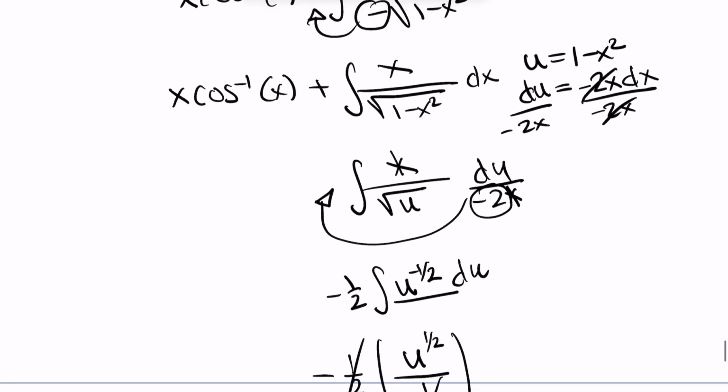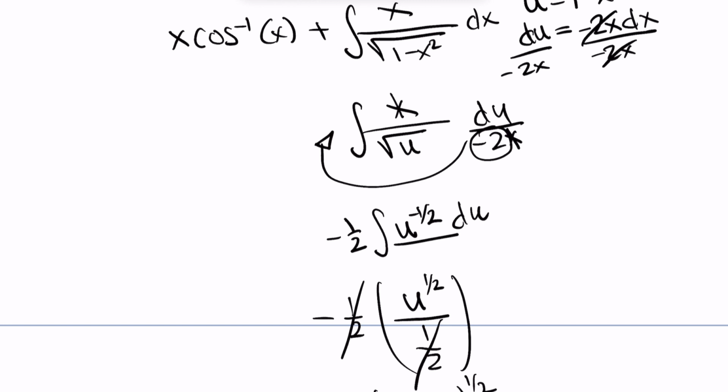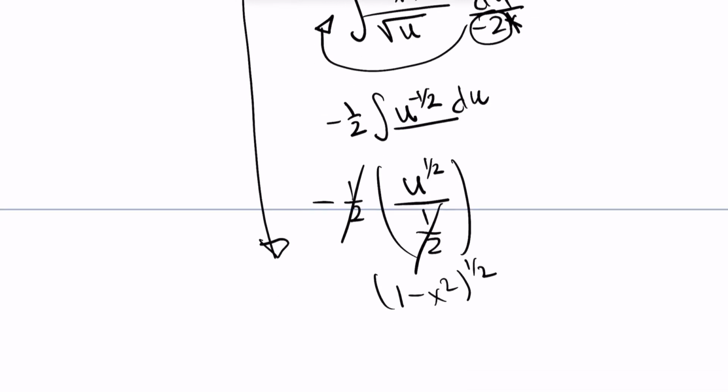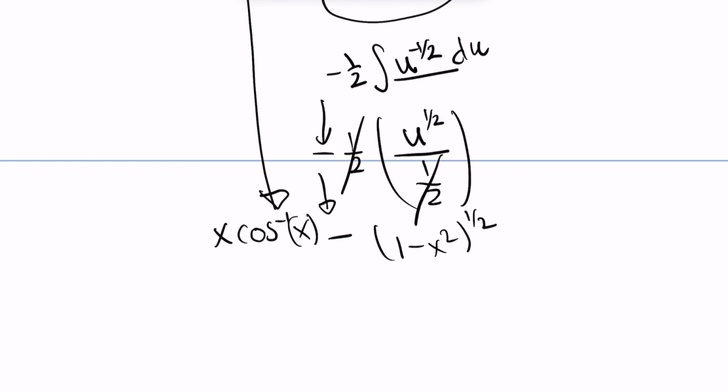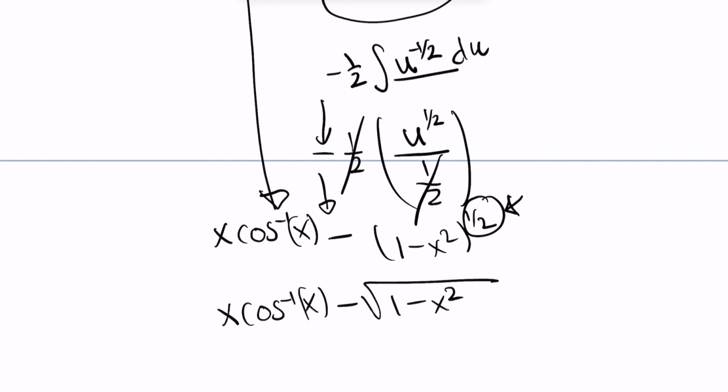So we have x arccos x minus, since we have this negative right here, 1 minus x squared to the 1/2. And then we could also make this into a square root if you like. It'd be the same value no matter what. But let's go ahead and do that. So x arccos x minus the square root of 1 minus x squared plus a constant. And that is it.